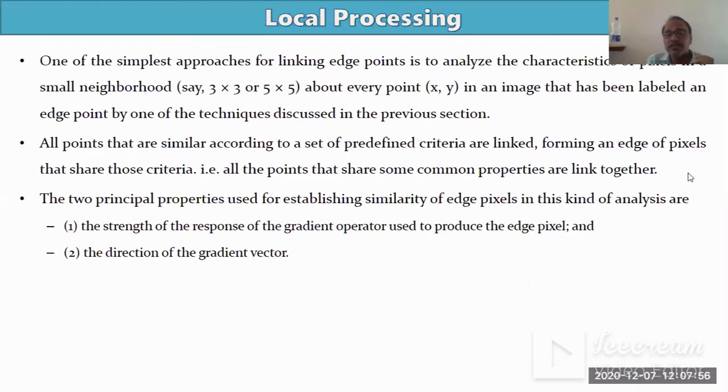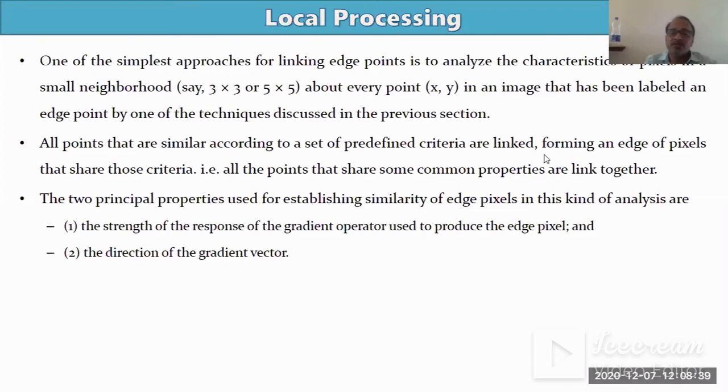Now next is local processing. For linking of the image, there are different techniques, and one of them is the local processing technique. One of the simplest approaches for linking edge points is to analyze the characteristics of pixels in their neighborhood. The first important technique for linking is that we consider the neighbors, which may be a 3 by 3 or 5 by 5 neighborhood of a particular point (x, y) in an image that has been labeled an edge point by one of the techniques discussed in a previous lecture. All points that are similar according to a set of predefined criteria are linked.